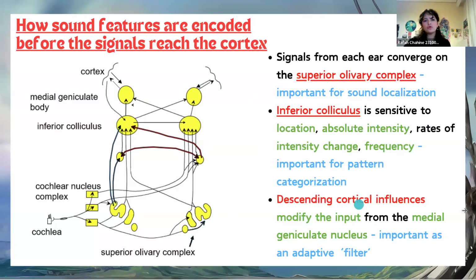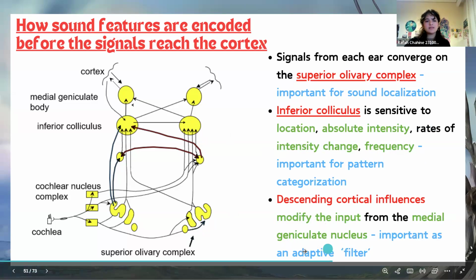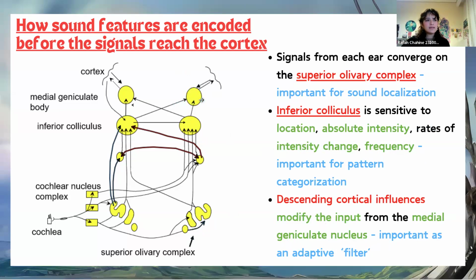Then, descending cortical influences will modify the input from the medial geniculate nucleus. This is important as an adaptive filter. First of all, the medial geniculate nucleus is a part of the thalamus, if you remember from neuro. Essentially, what happens is that there is a back-and-forth between the cortex and the medial geniculate body.